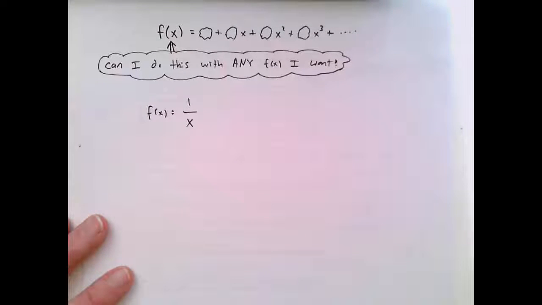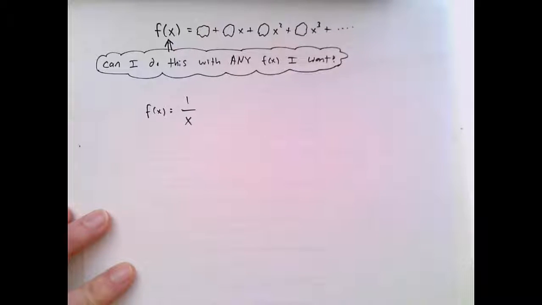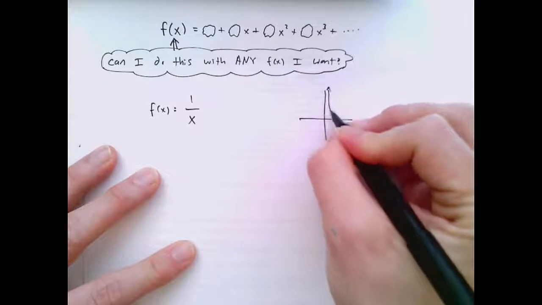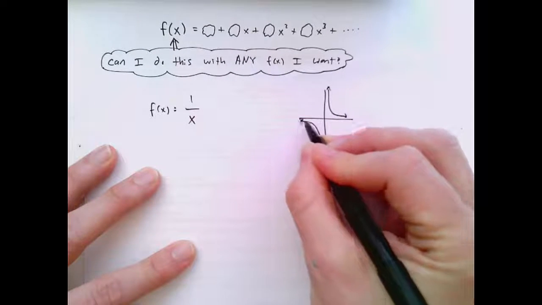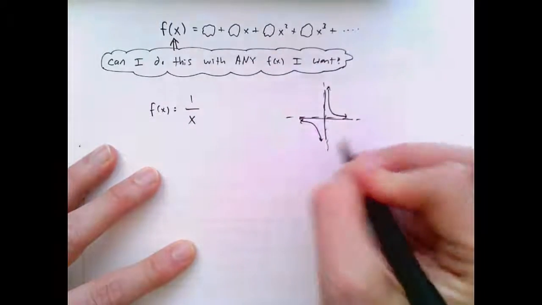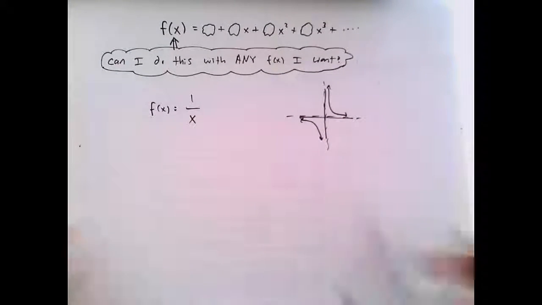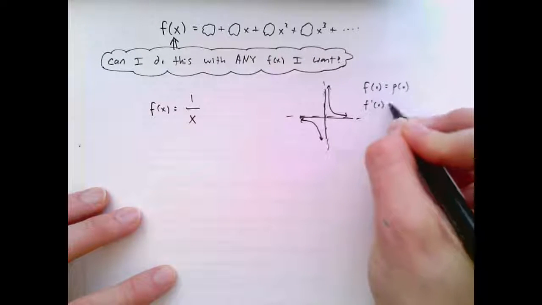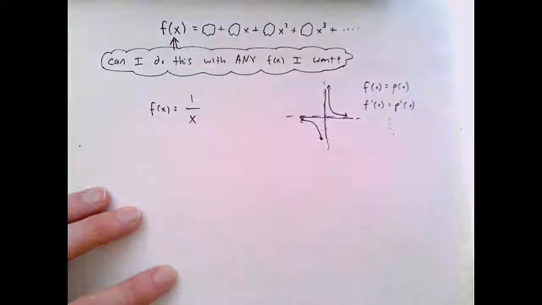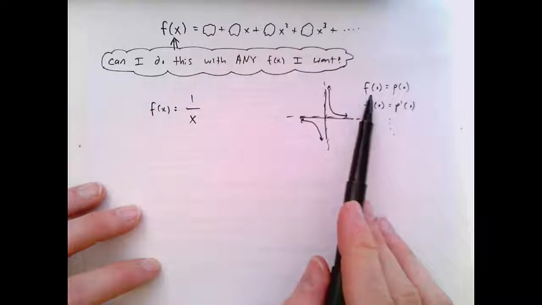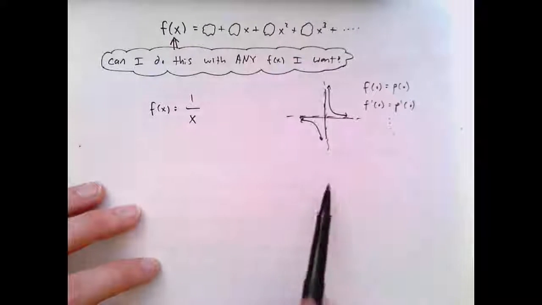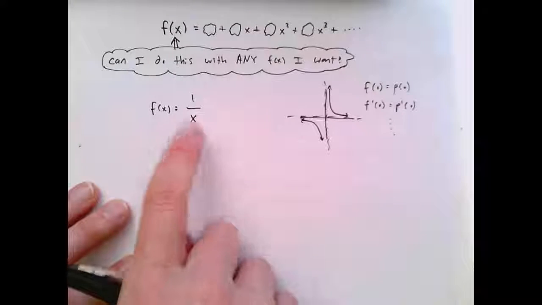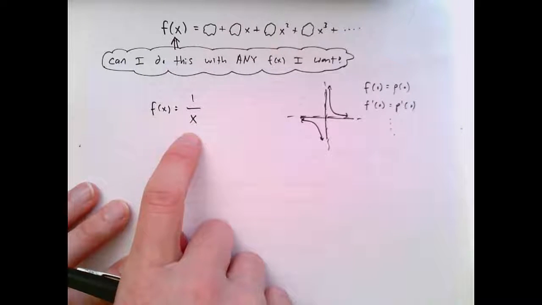Think about what the graph looks like. Go ahead, think about it. So the graph of this is not defined at x equals 0. And as you noticed, the whole process that we had involved setting f of 0 equal to p of 0 and f prime of 0 equal to p prime of 0 and so on. So in this case, f of 0 is undefined because there is no y value at that x value. So right away, we can't construct a series representation for this. At least not one that I've shown you so far.